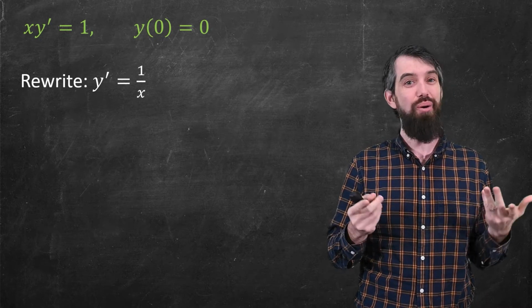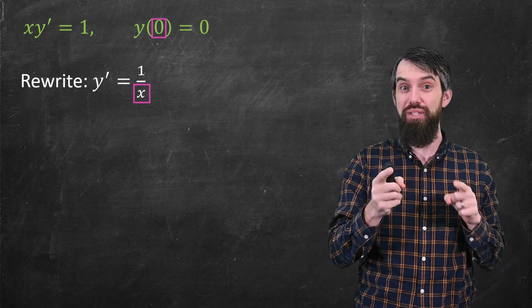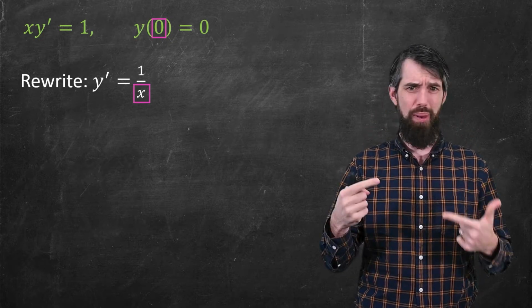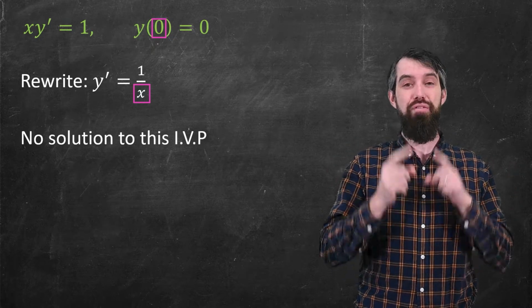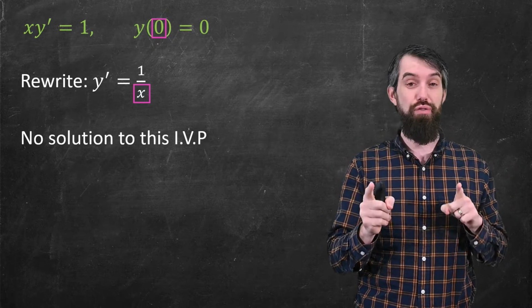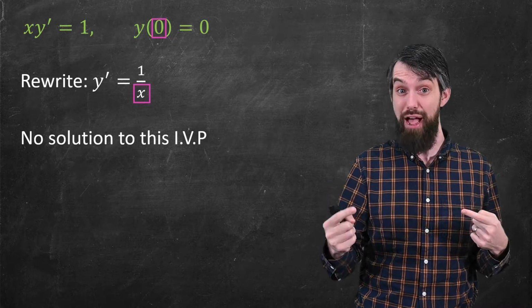And indeed, our initial condition was y of 0, that's x equal to 0, is equal to 0. And so if you plug in 0 here, this would be undefined. And so indeed, we're going to have no solution to this particular initial value problem. Well, let's turn to the computer so that we can see what this looks like graphically.